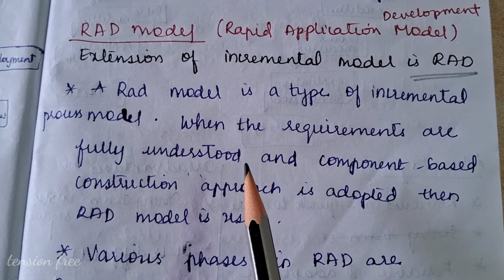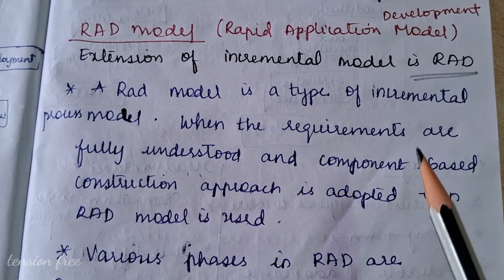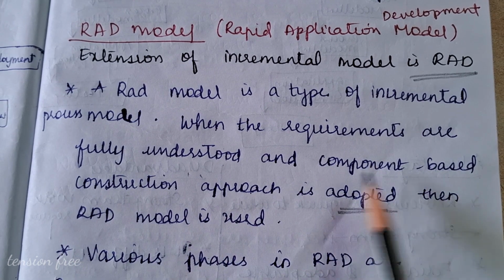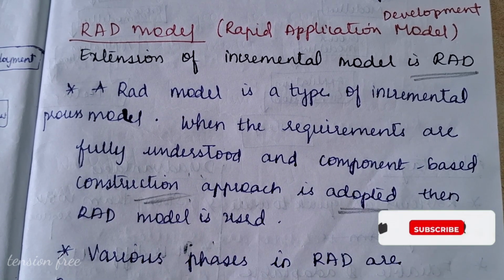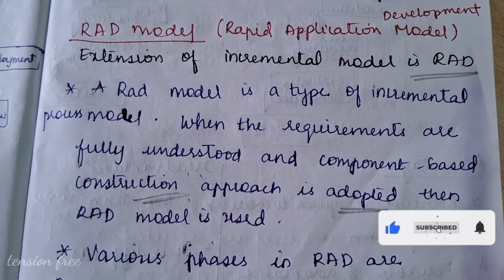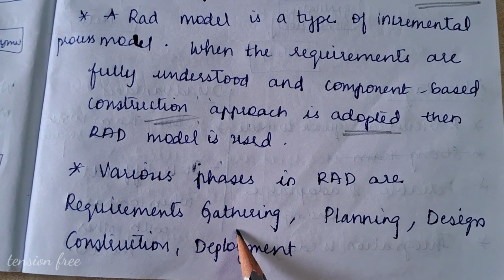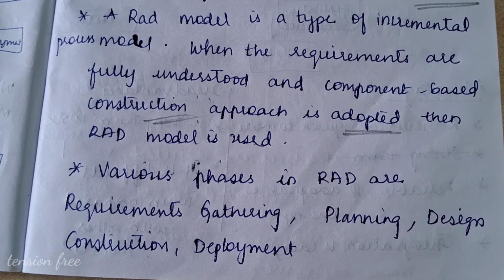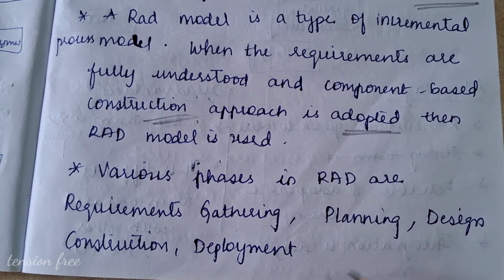That is, when the developer understands the requirements of the user, then a component-based construction approach is adopted, and the RAD model is used. The various phases in the RAD model are few: requirements are gathered, then planning is done, designing is done, and construction and deployment are done. Many models undergo the same phases.